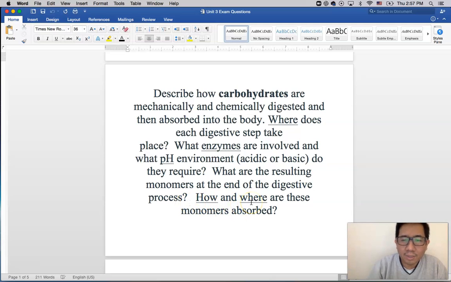How and where are those absorbed? They are absorbed in the small intestine, in the jejunum and ileum, the majority in the ileum rather than the jejunum. How are they absorbed? They actually have active transport coming in, but passive transport going into the bloodstream. So active and passive.